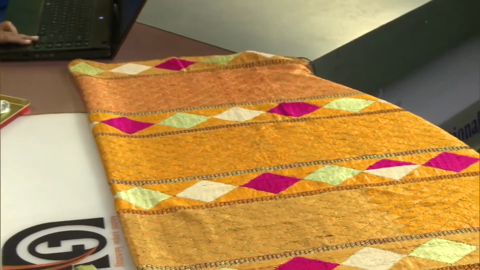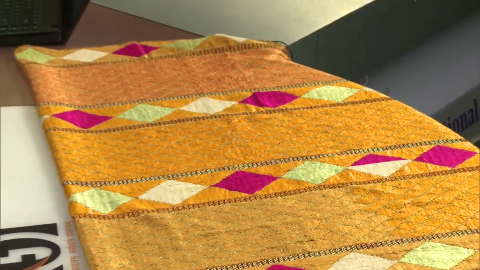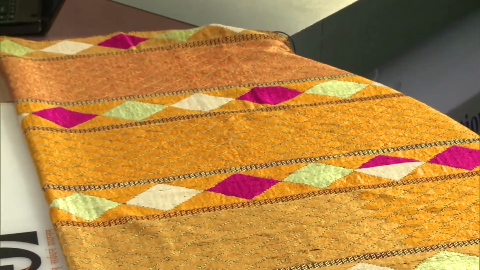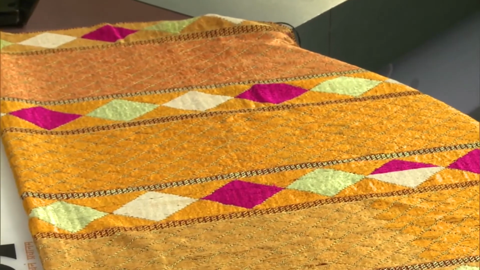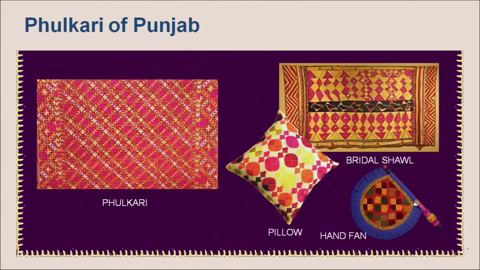You can see a very beautiful piece of embroidery over here. This is the Fulkari of Punjab, which is done by hand. Here you can see some more pictures of Fulkari which are done on fan, which is done on cushion cover. There are dupattas, there are ornis. So these are some of the products which are made in Fulkari.